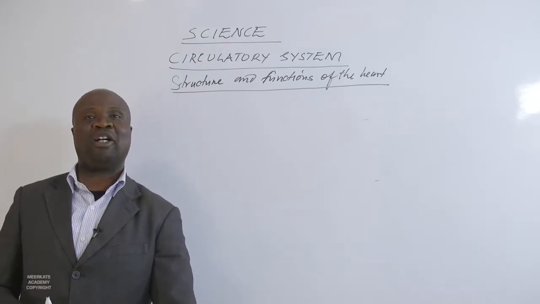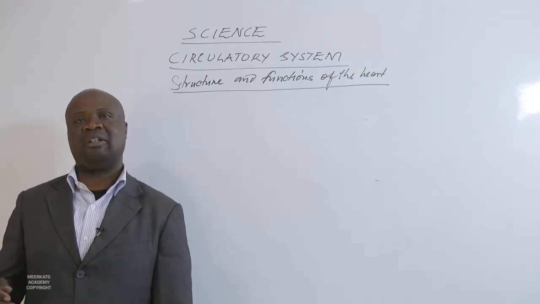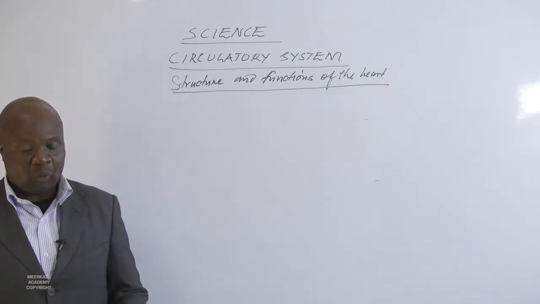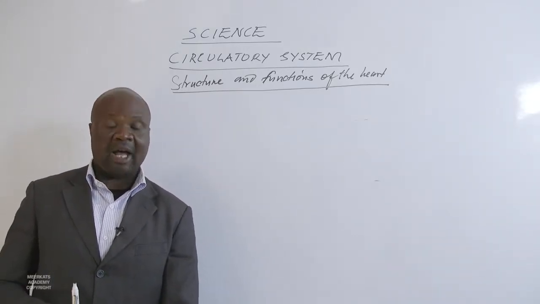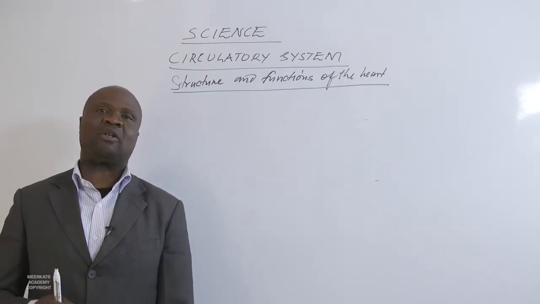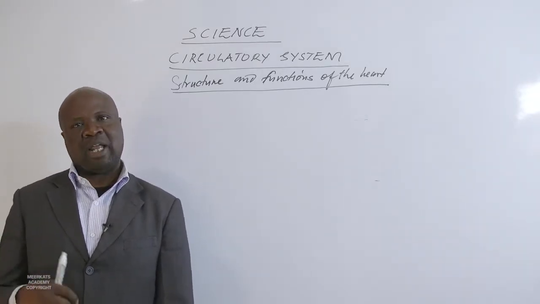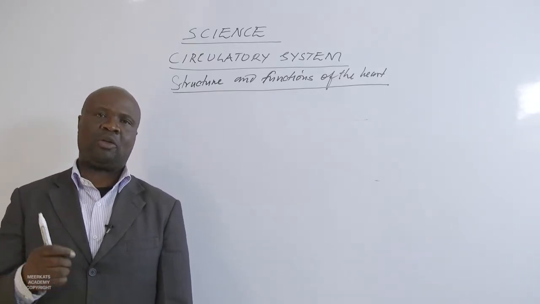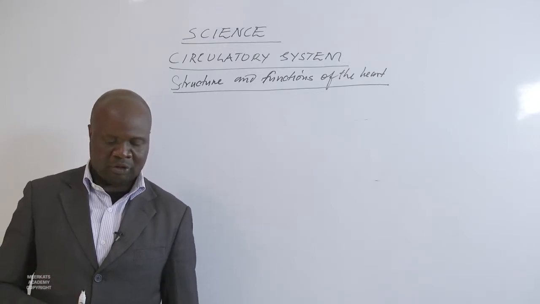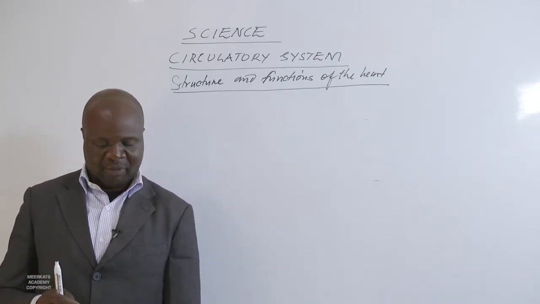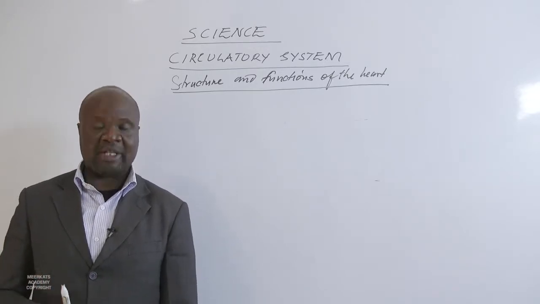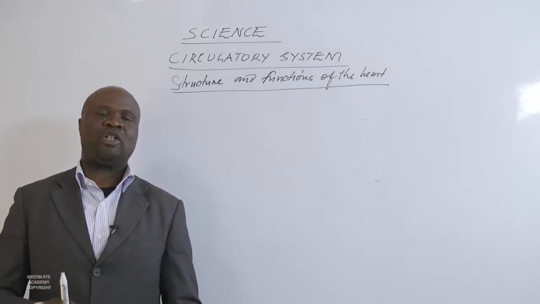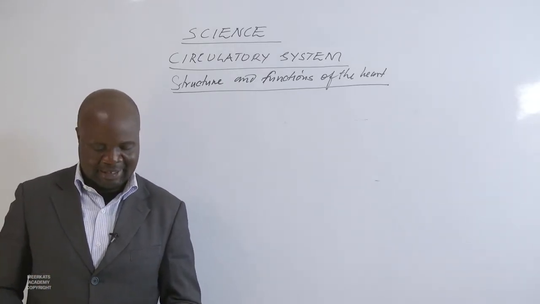So if it ceases to function, then that living organism can be pronounced dead. We are also saying the heart receives and pumps blood to all parts of the body. The heart receives blood through the veins, and it pumps blood to many parts of the body through the arteries. The heart is also subdivided into two: the right side and the left side.